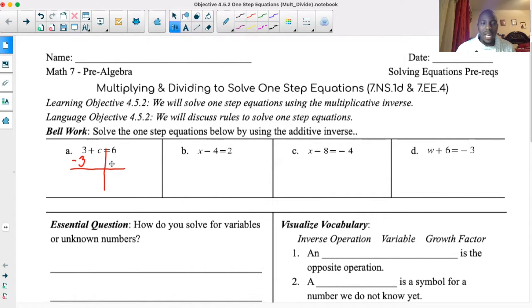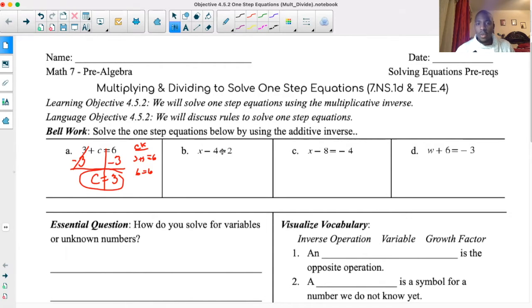Whatever I do to one side, I have to do to the other side because it's a balancing scale, right? We talked about that. I'm going to subtract 3. 3 minus 3 is going to give me 0. I don't have to put 0 there, and it just leaves c on this side. 6 minus 3 is going to give me 3. So my answer here is c is equal to 3. If you wanted to go through and check it, please feel free to plug it in. 3 plus 3 does give you 6. Is 6 equal to 6? Yes, it is. Awesome.